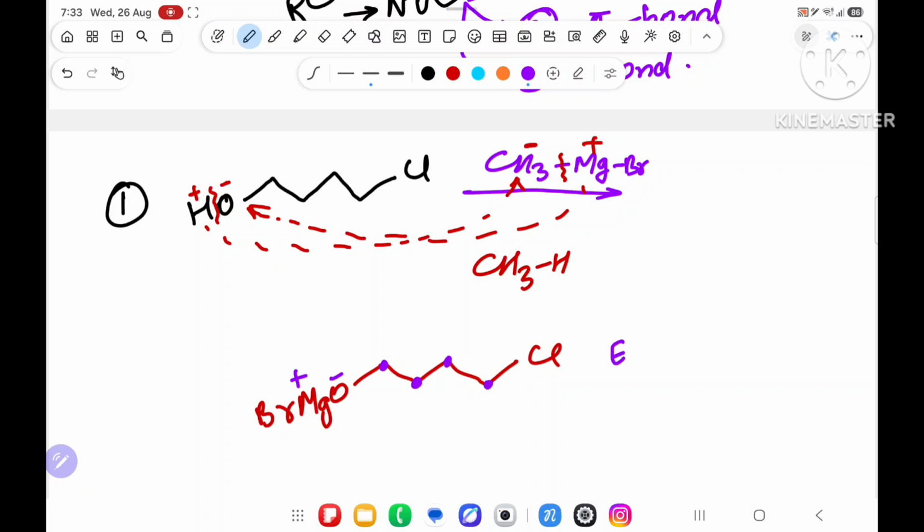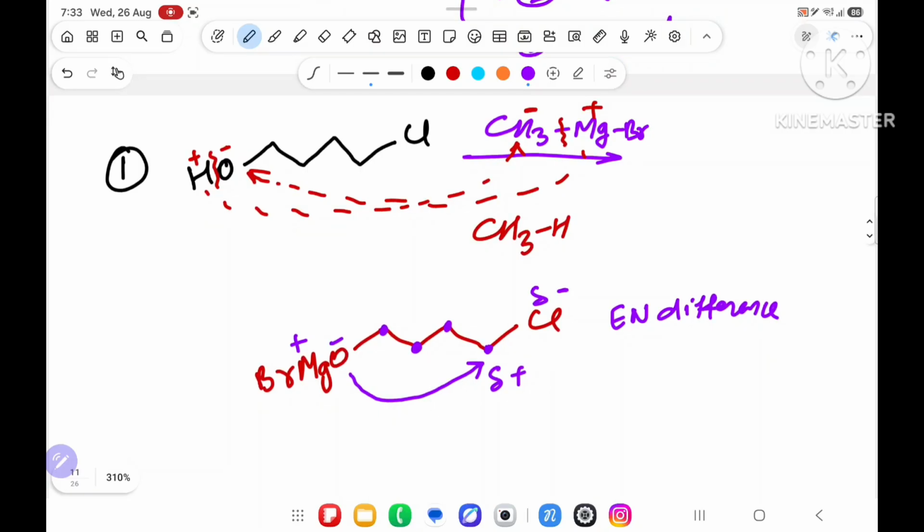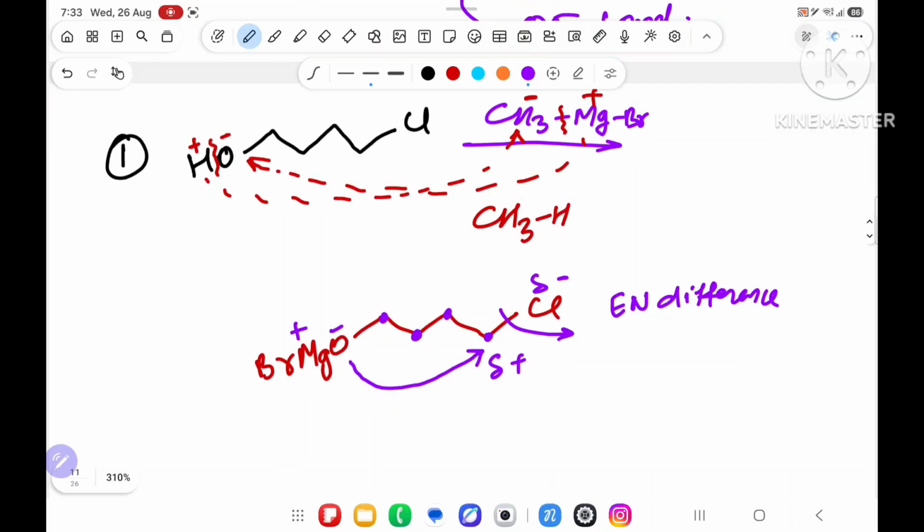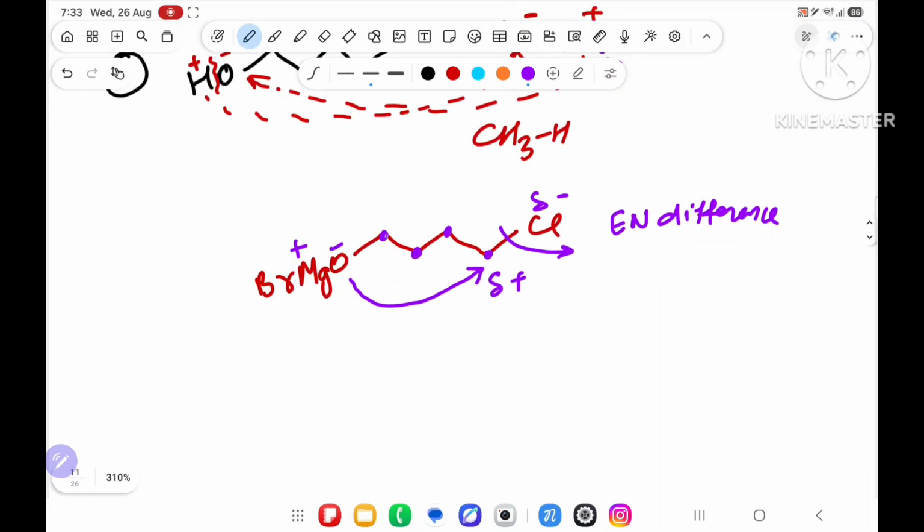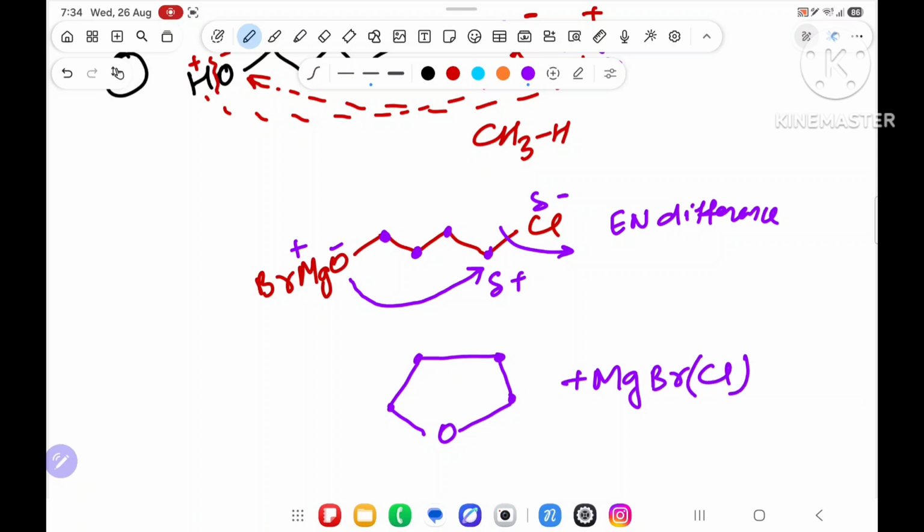Because of electronegativity difference, it will get del minus and del plus. This oxygen will say, I want to come here, del plus. When this oxygen comes, chlorine will go outside. Means what will happen? One carbon, second carbon, third carbon, fourth carbon, and the two end carbons are connected with oxygen. And outside, MgBrCl. Sir, not understood. Again.